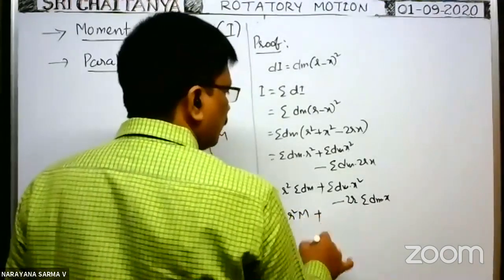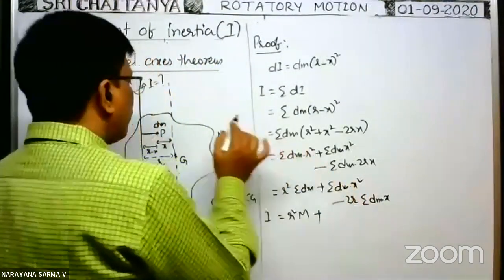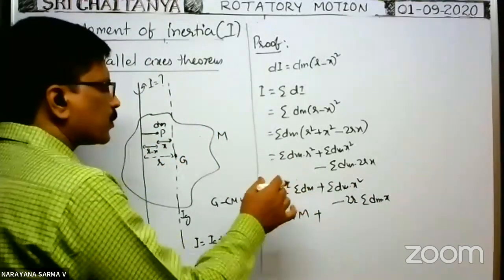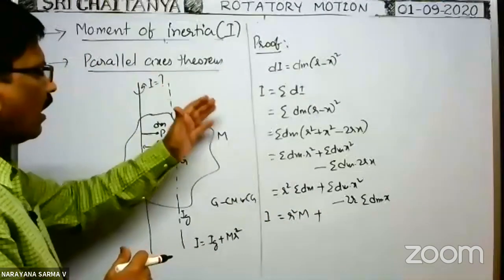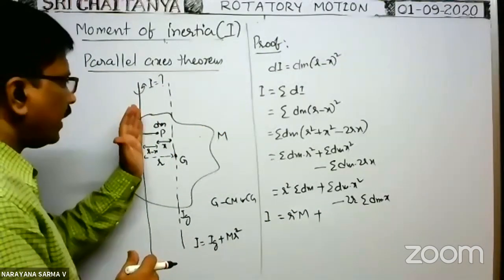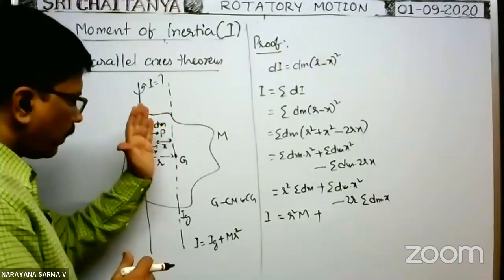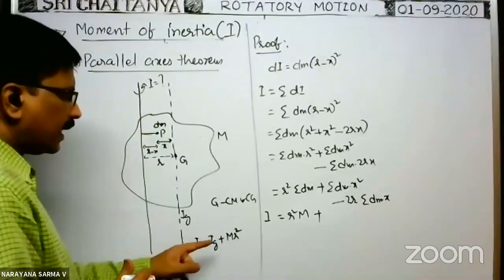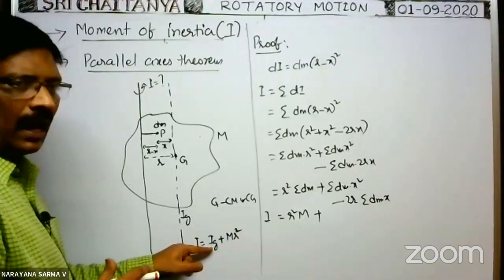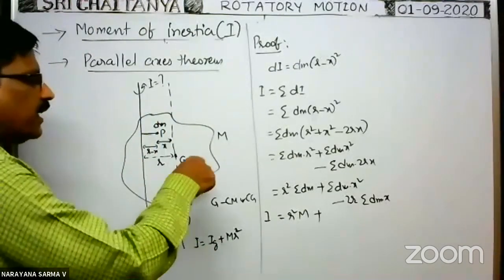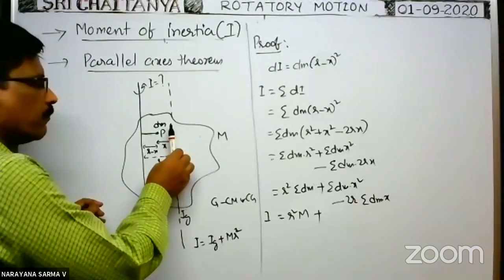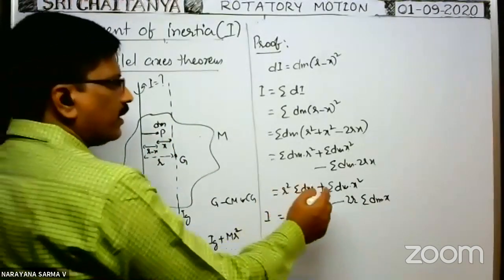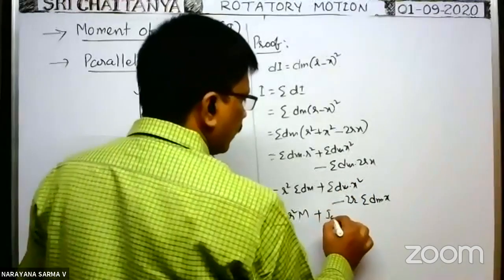Plus dm into x square is the moment of inertia of the particle about a parallel axis passing through the center of mass. Sigma dm x square means the moment of inertia of all particles in the system about an axis parallel to the given axis and passing through the center of mass. That is represented as Iz, no? Iz is the moment of inertia of the entire rigid body about an axis parallel to the given axis and passing through the center of mass. That's why instead of this one we can write Iz.